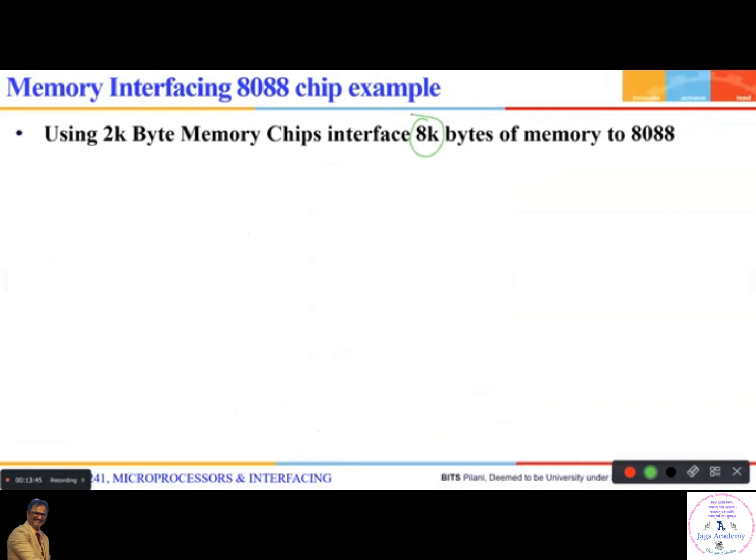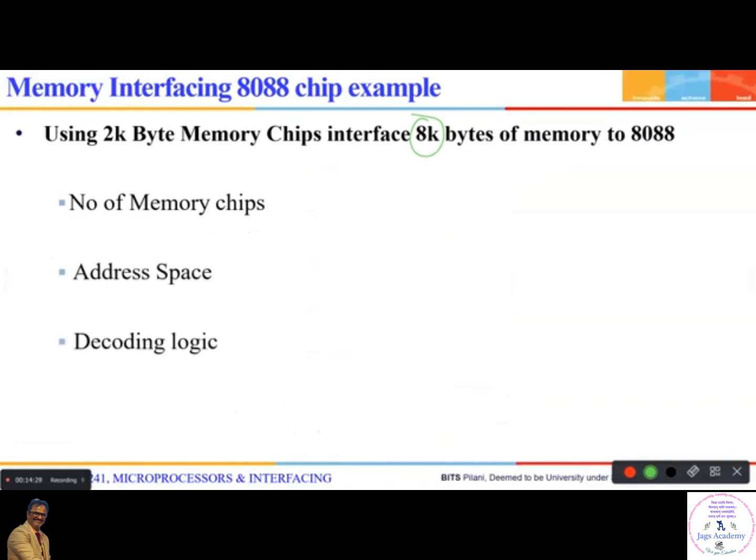Now, what is the address range? Address range is not given in this, right? If address range is not given, you can assume any starting address. Okay, what is the ending address? You can assume any starting address and get the ending address. I have already told you how to calculate the ending address. Right? Anybody who doesn't know, please update. So you know now that you need 4 memory chips.